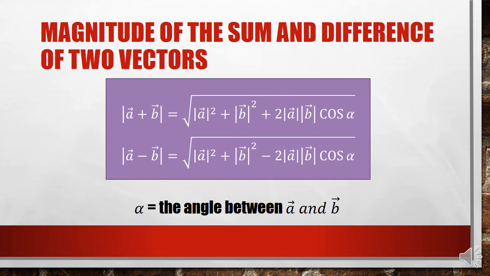Now how about the difference of two vectors? The formula is similar to the sum of two vectors. So if it is a plus b, this sign is plus. If it is a minus b, this sign is also minus. And alpha is the angle between vector a and vector b.